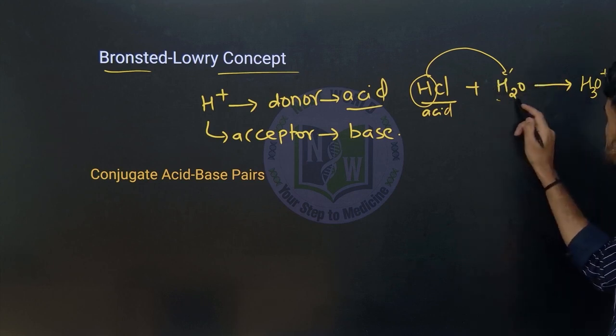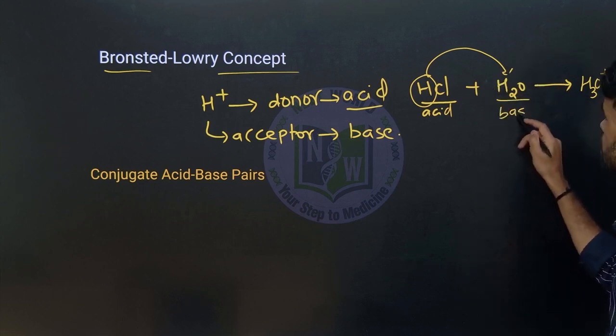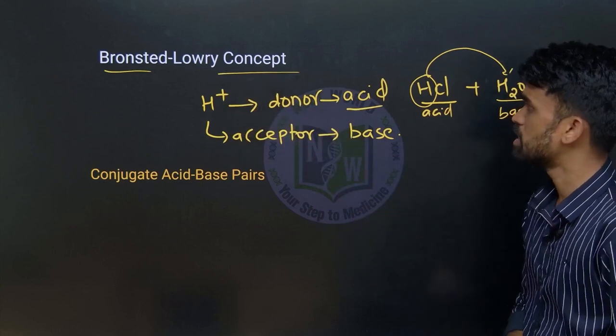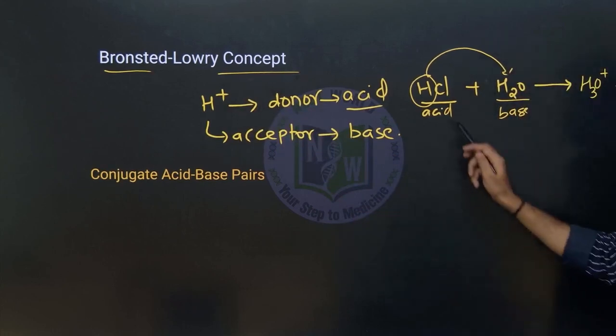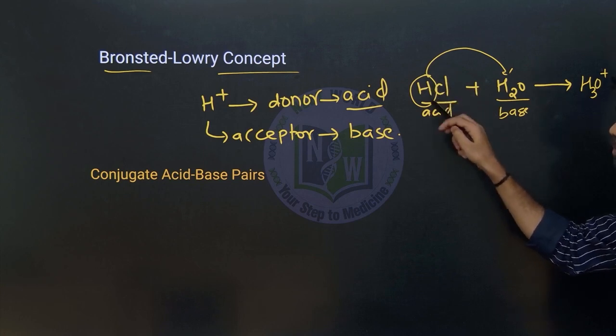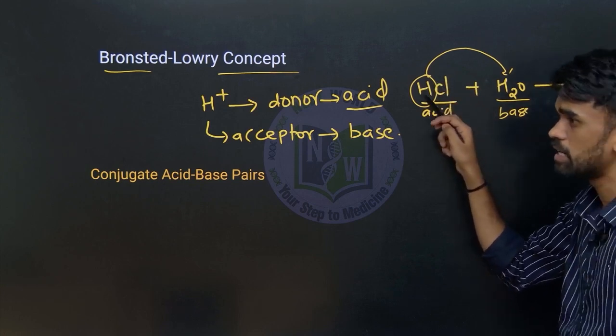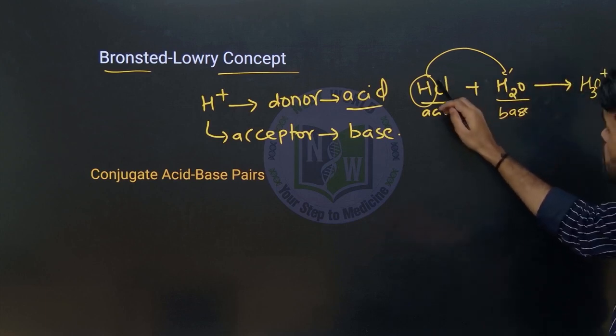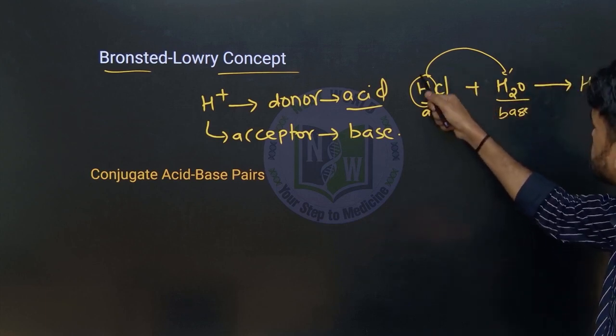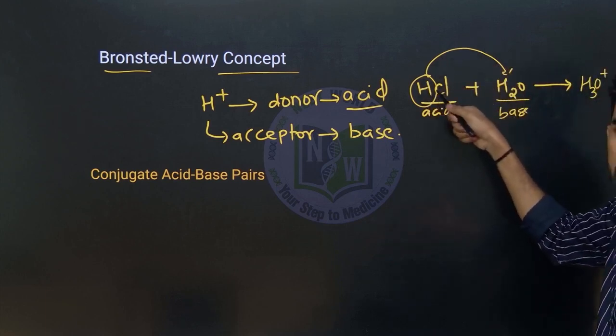So therefore this is called a base according to Brønsted-Lowry acid-base theory. Now here, one more thing we need to know. The donor is donating the proton, so we call it an acid, right? After donating the proton, the remaining anionic part is there. The H plus ion is donated, and the remainder is Cl minus.